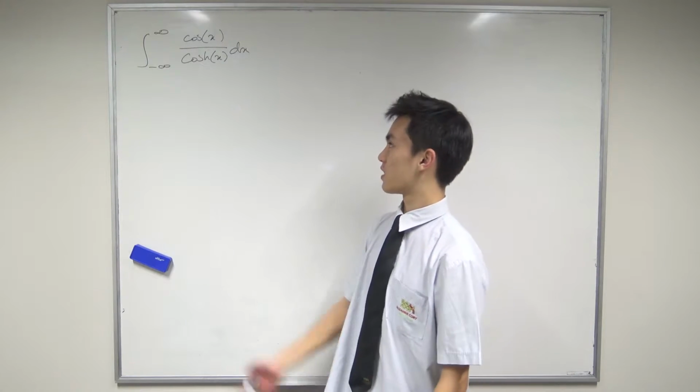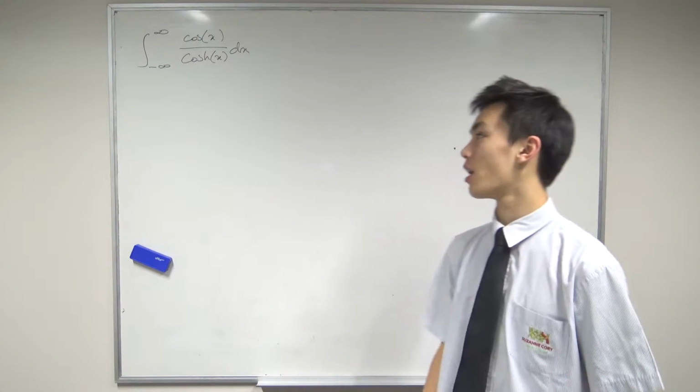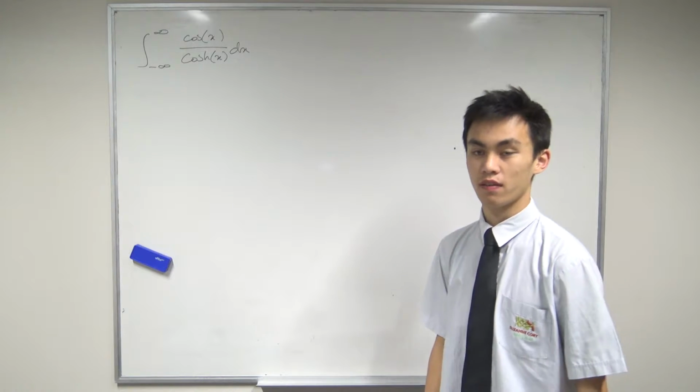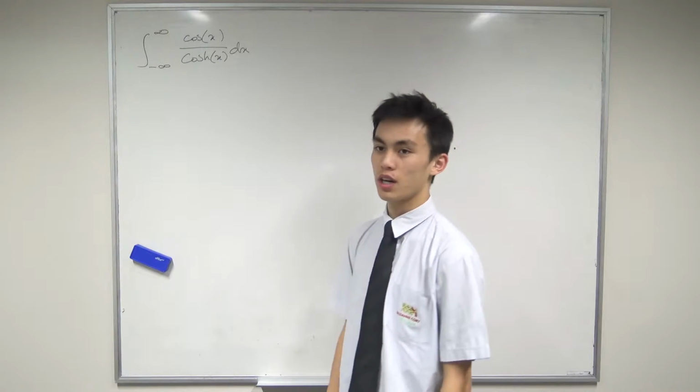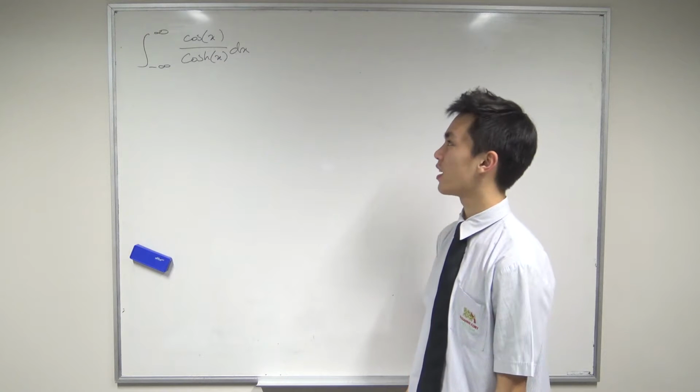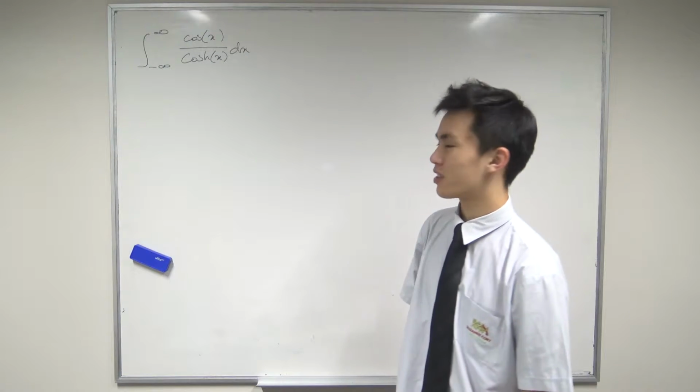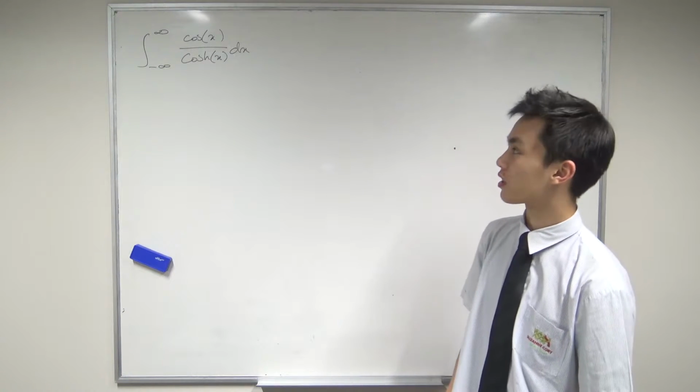Alright, welcome back everybody, and today we're going to be taking a look at this integral right here, the improper integral from negative infinity to infinity of the cosine of x over cosh of x. So this one's quite an interesting one. It has trig and hyperbolic trig inside of it.